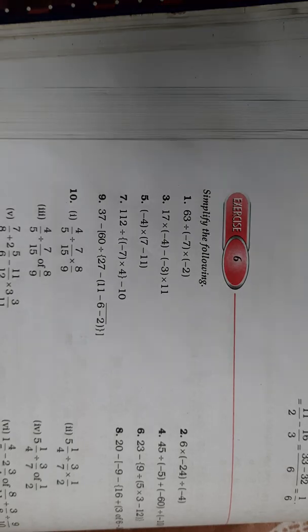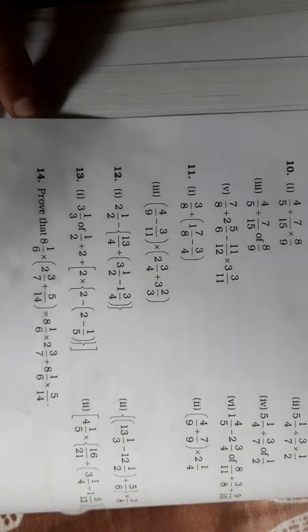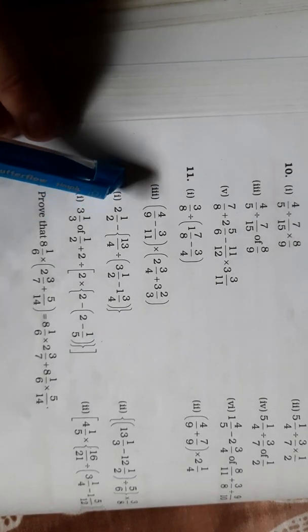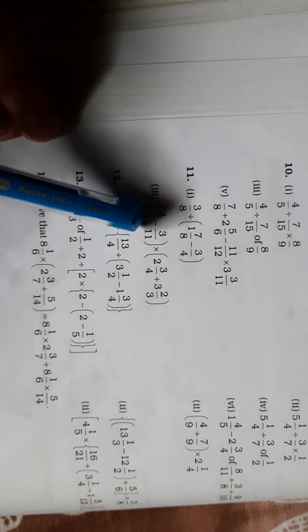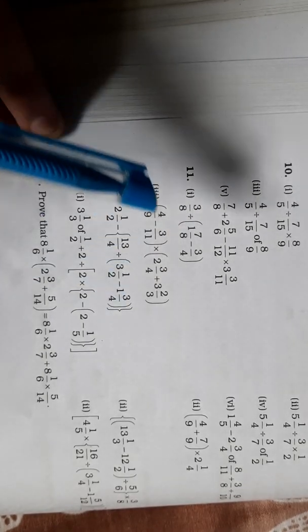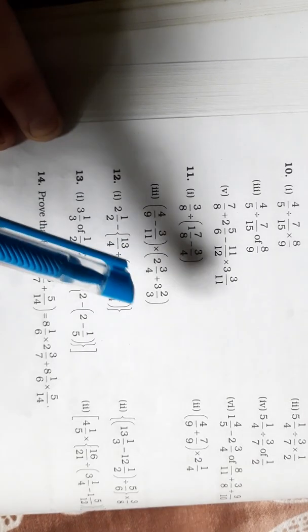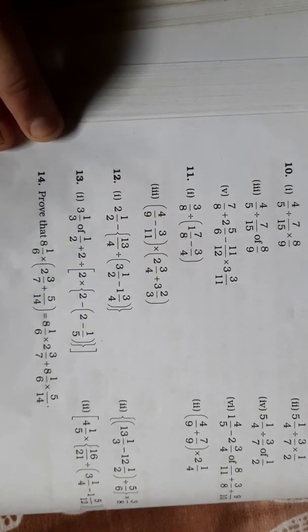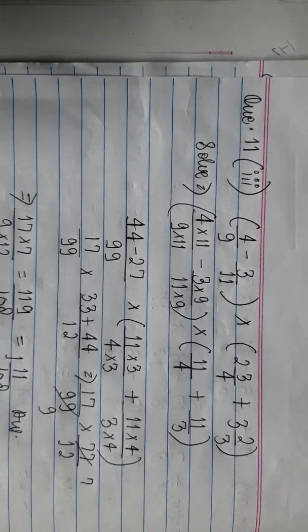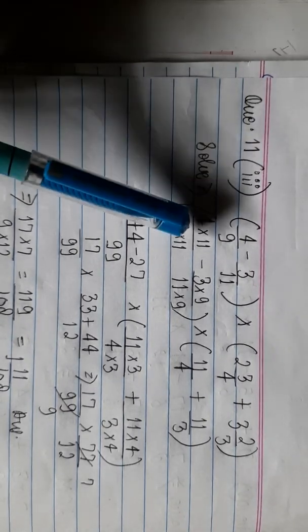Okay, so we will do 11 third. In 11 third, in the first bracket we have 4 upon 9 minus 3 upon 11, into the next bracket 2 3 upon 4 plus 3 2 upon 3. First we will solve the first bracket's value and then the second bracket's value, and then we will multiply the values. In the first bracket the denominators are 9 and 11.